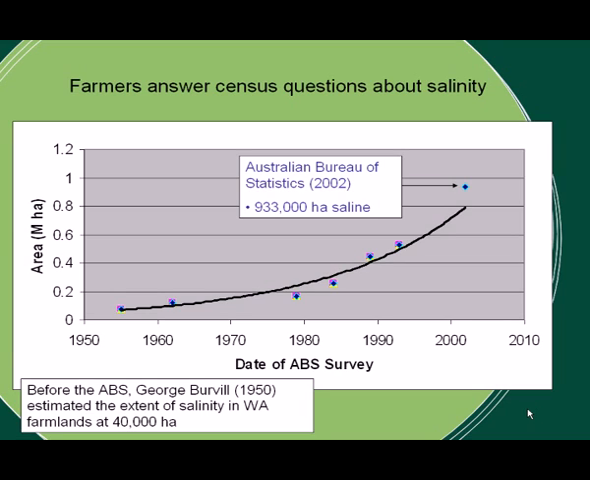Also noted down the bottom is that the very first extent survey, a salinity survey, was done by George Burville, and that reported only 40,000 hectares from his estimate. So you can clearly see over time dryland salinity has continued to grow, and at the last count in 2002 there was no slowdown in the rate of growth of salinity.